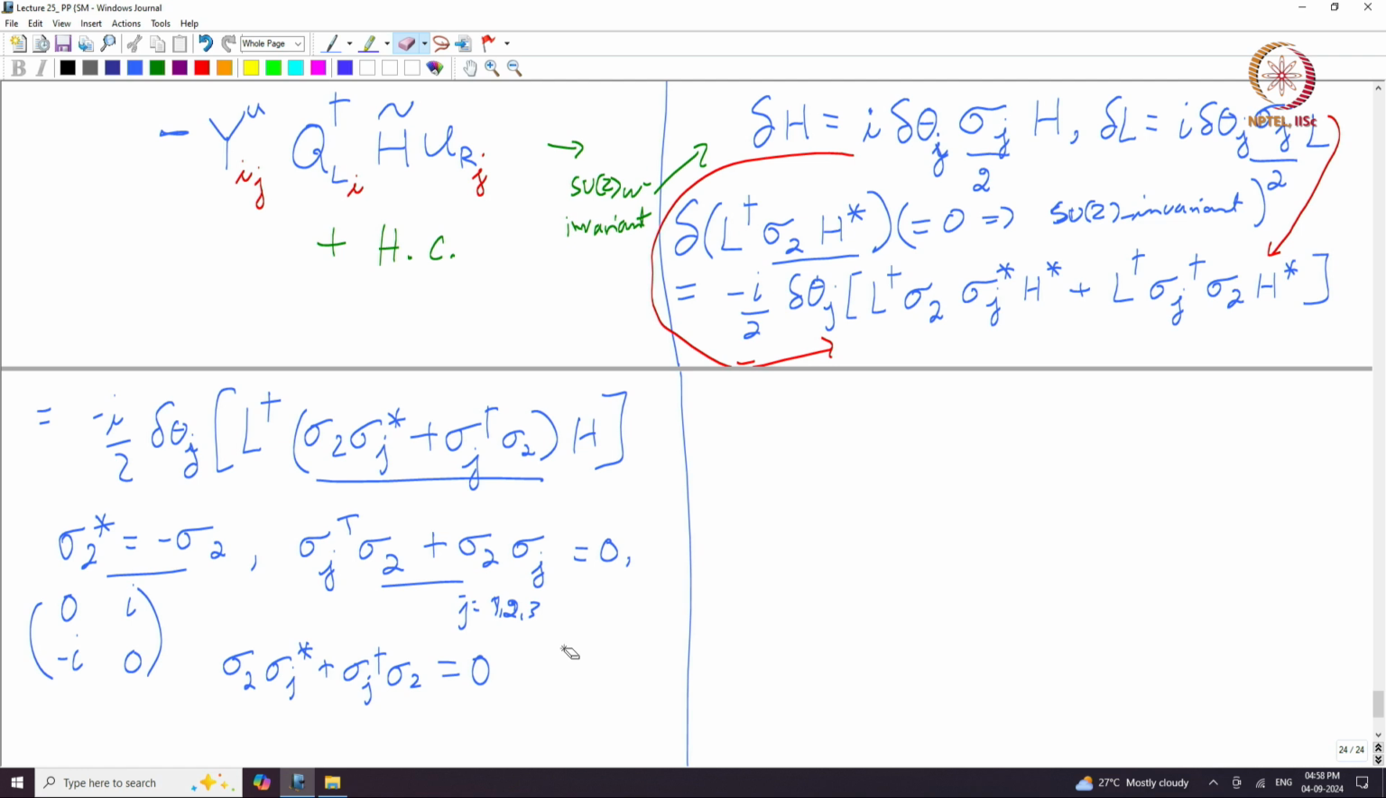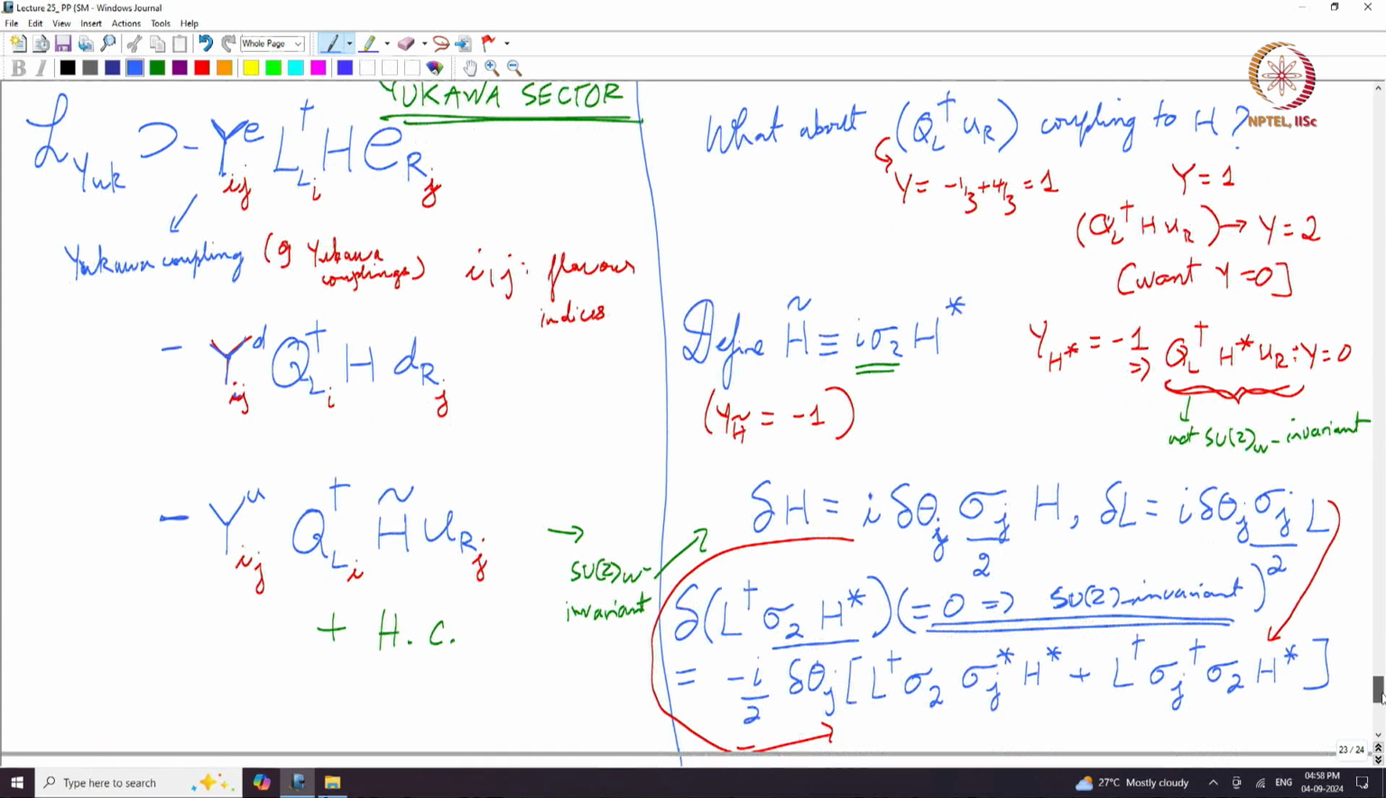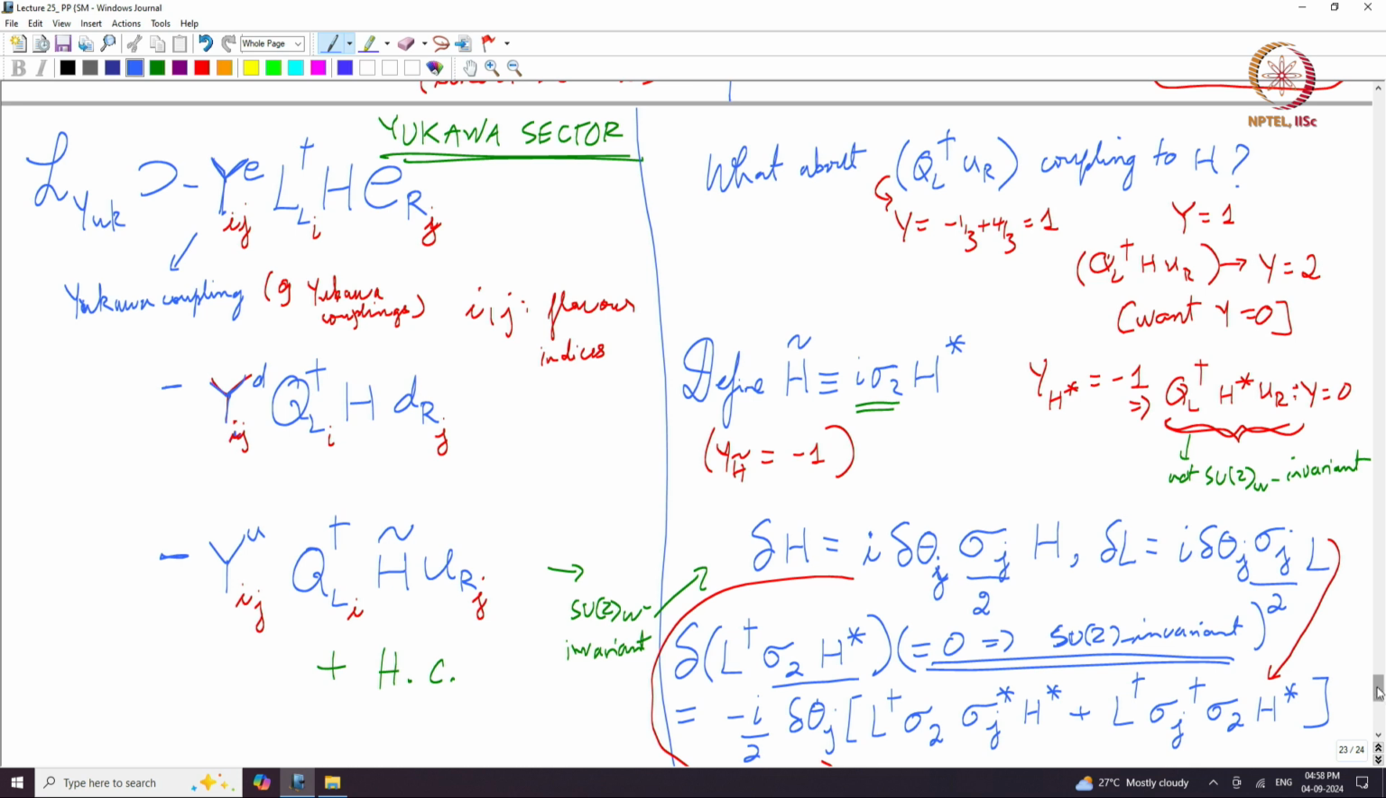Okay. In other words, we have proved what we wanted in the first place, which is that this combination is invariant under SU2. So, indeed we have succeeded in writing the Higgs couplings to the leptons, to the left-handed quarks marrying the right-handed d, and the left-handed quarks marrying the right-handed up as well.